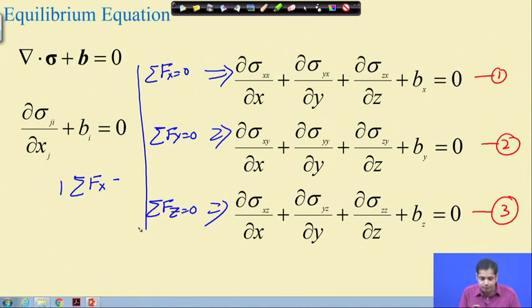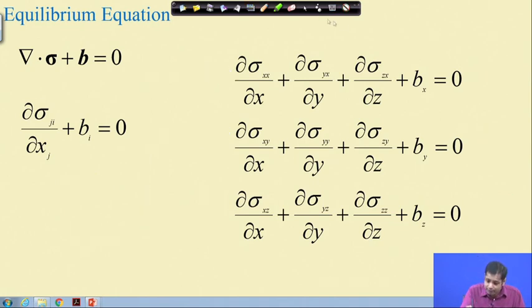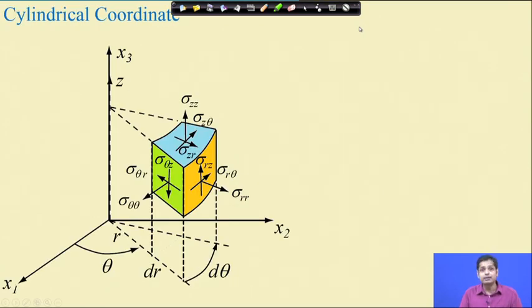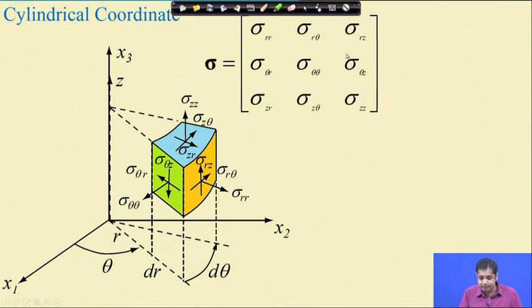Okay. Now, let us write the same equation with respect to the cylindrical coordinate system. Now, in the cylindrical coordinate system, the stress is defined as this. We have 3 axes. One is r.